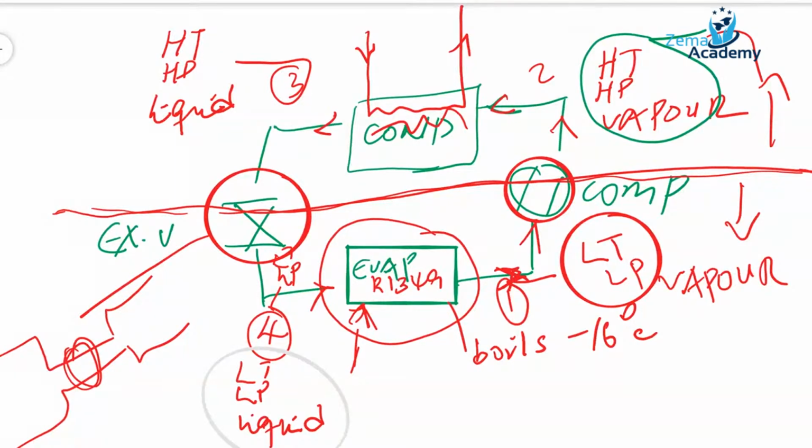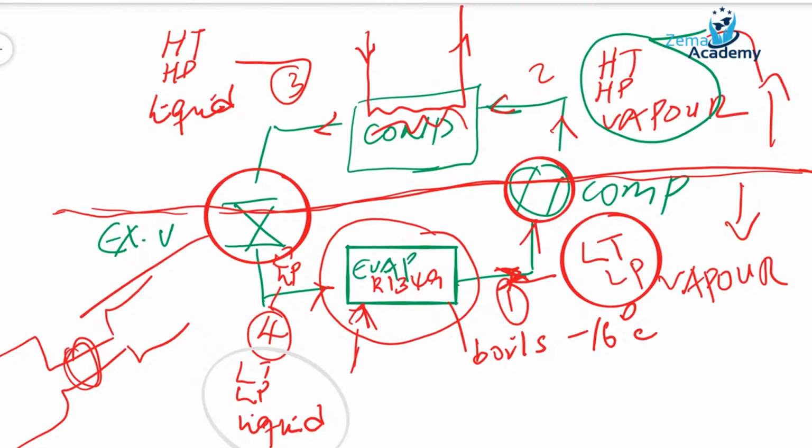Using those 4 components, you're able to boil and evaporate the refrigerant at low temperature and low pressure inside the evaporator, and then you feed it into the compressor. By reducing its volume, we're able to increase the temperature and pressure of the vapor. Therefore, we have high temperature and high pressure.